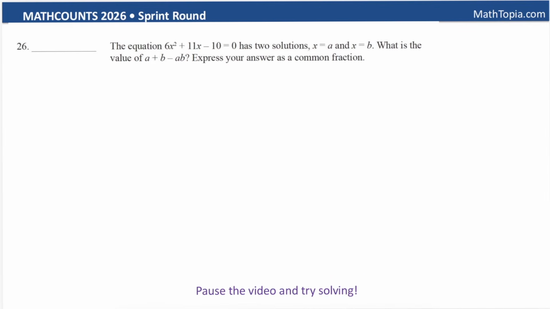The equation 6x squared plus 11x minus 10 equals 0 has two solutions, x equals a and x equals b. What is the value of a plus b minus ab? Express your answer as a common fraction.